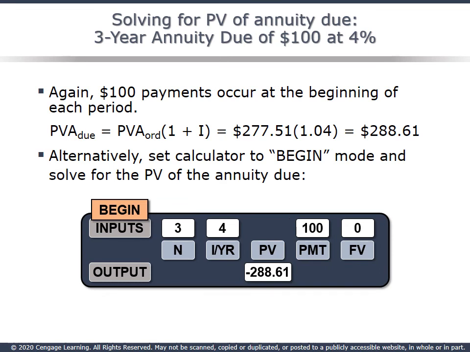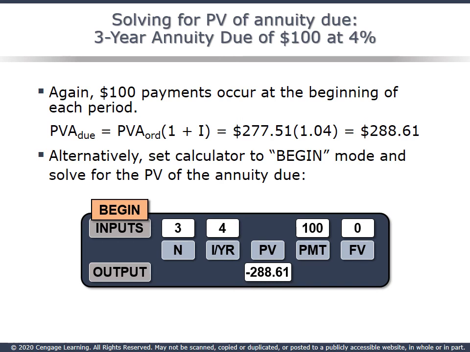So all of the problems thus far in this section have been ordinary annuities. Now we're going to find the present value of an annuity due. So going back to the original problem in this section, $100 payments that occur every year. We want to know the present value, but it's an annuity due. So each one of those payments occurs at the beginning of each time period.